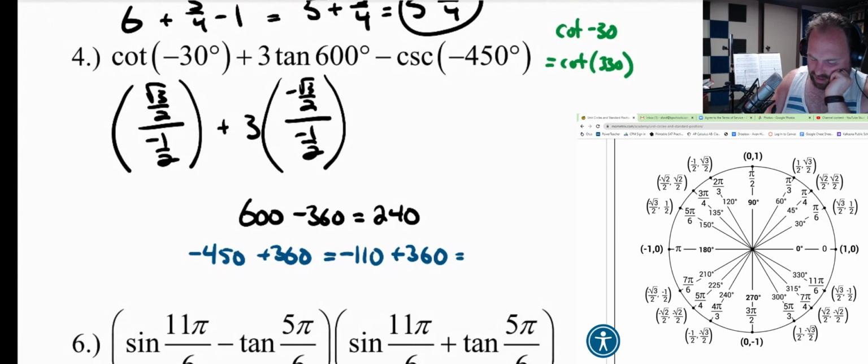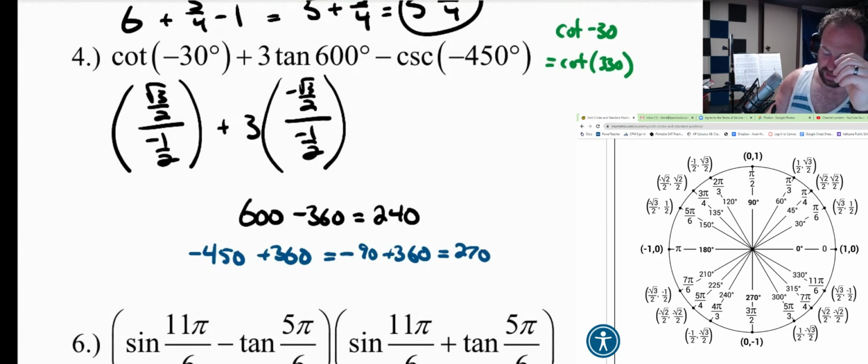I think I made a math mistake there. Oh, it would be negative 90. Okay, I was backwards in my head. If we add 360 again to that, we will land now at 270, which is nice. So this is minus the cosecant of 270.